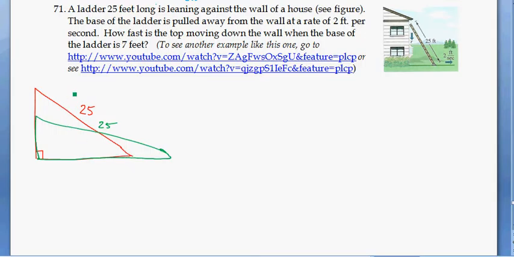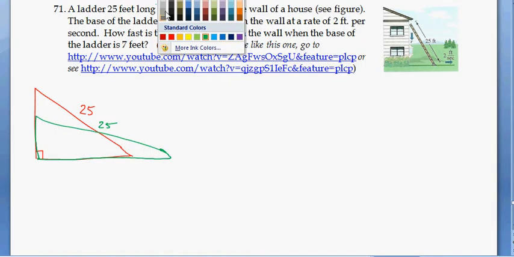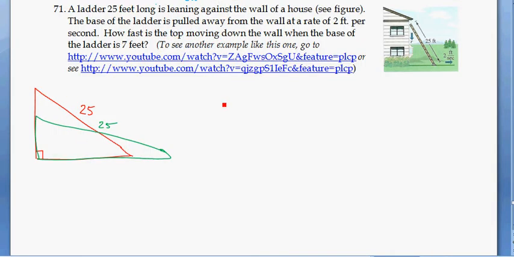So the hypotenuse is staying fixed, and that's crucial here. You can't think of that as a variable. So we do have the Pythagorean theorem again showing up, where the legs are changing but the hypotenuse is fixed. So of course we're going to get x squared plus y squared equals 25 squared.